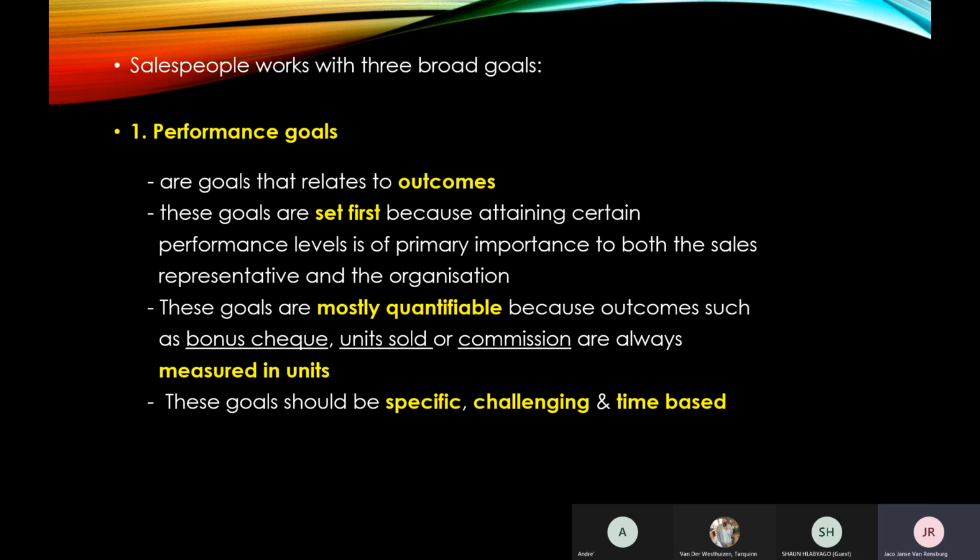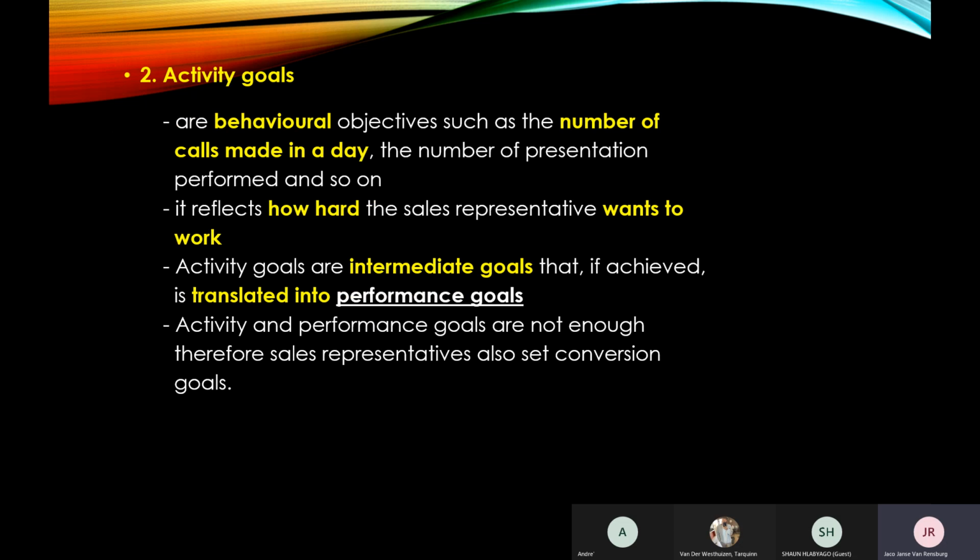So these performance goals also have to be reasonable. They have to be achievable. They have to be time-bound. This is the target for this month. We have to perform, and then you know at which level you need to perform. Secondly, your activity goals. How busy do you need to be in a day? How many activities do you need to do in a day, in a week, in a month to be able to achieve your performance goals?